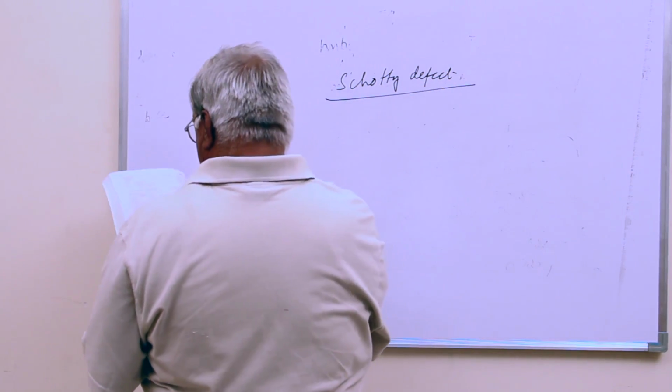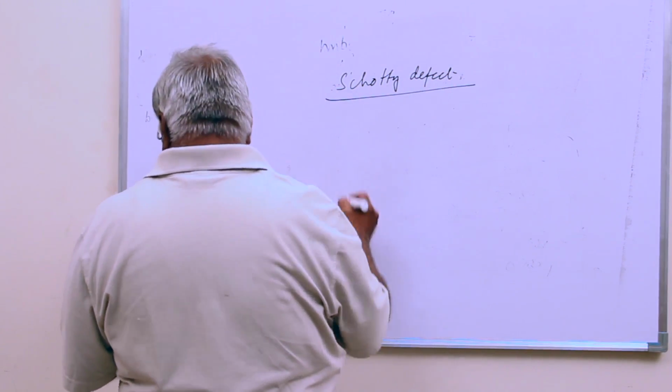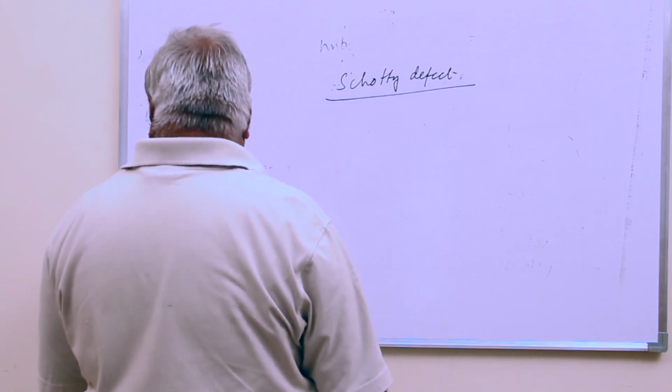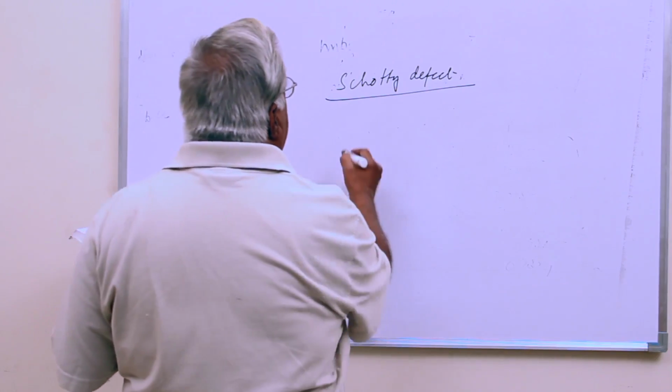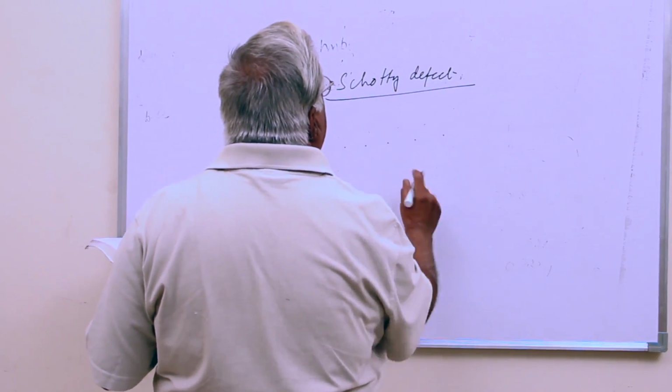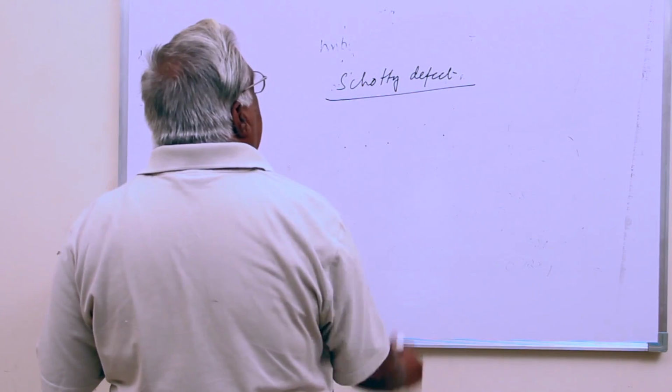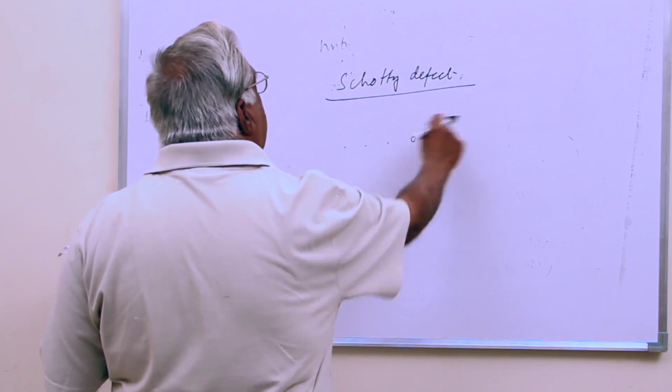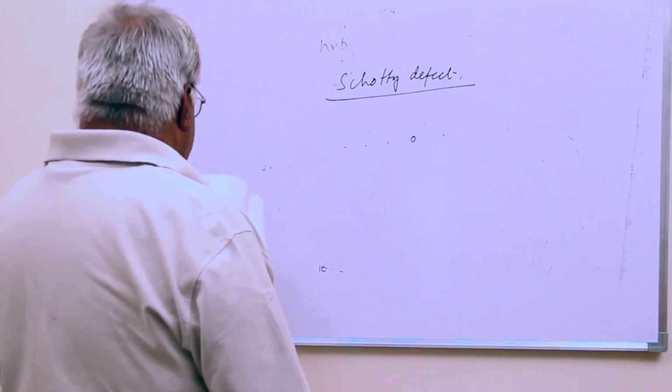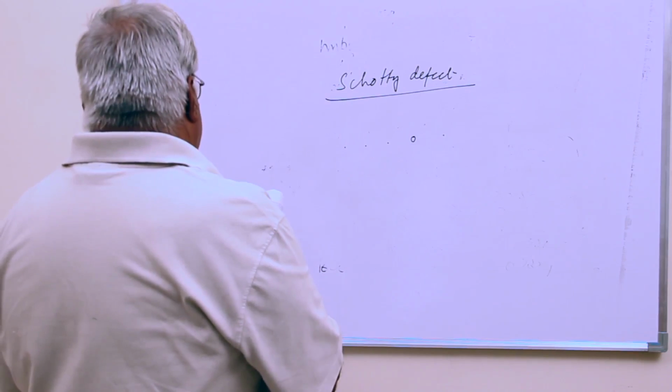So what is the nature of the defect? Atoms are missing from the lattice point, thus giving a vacancy. Say this is a lattice point, and this is missing now. So this gives you a vacancy in the arrangement of the crystal. This is what we call a Schottky defect.